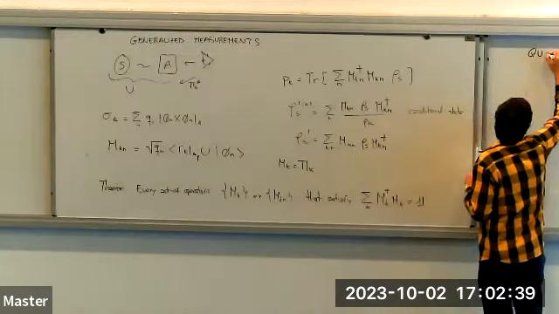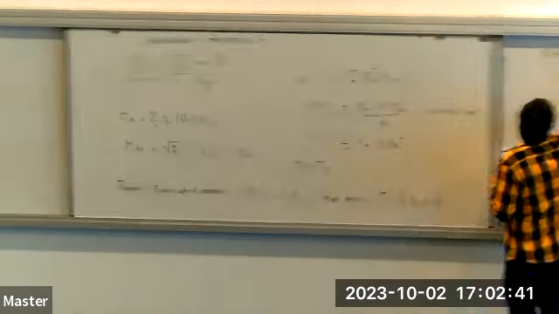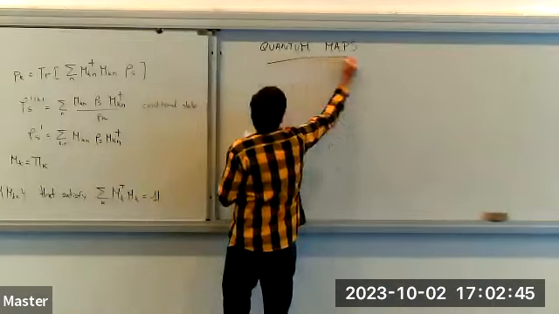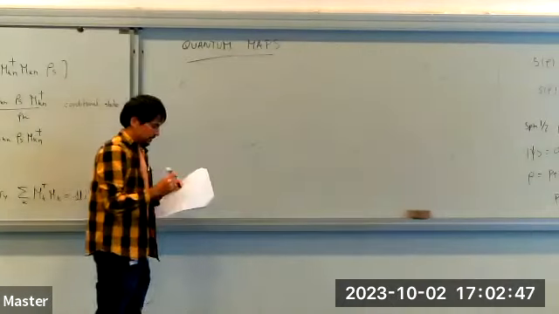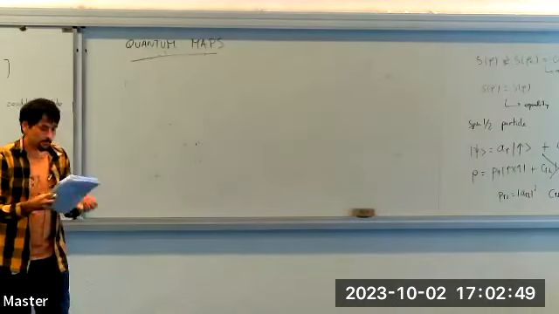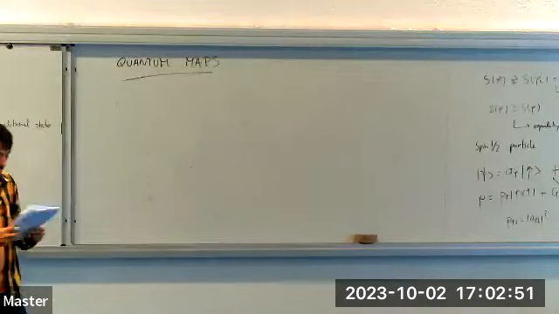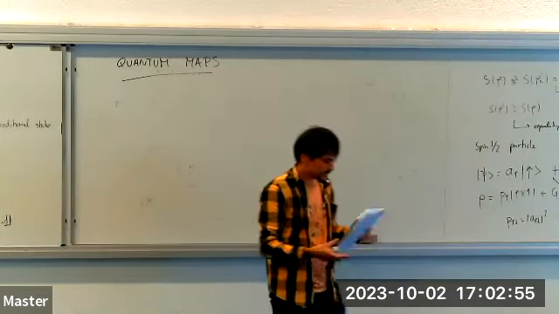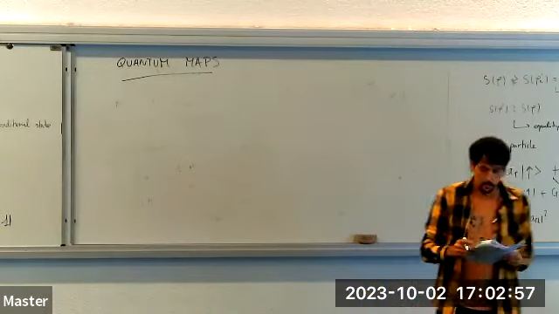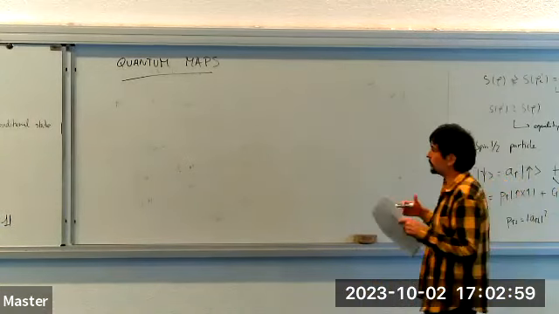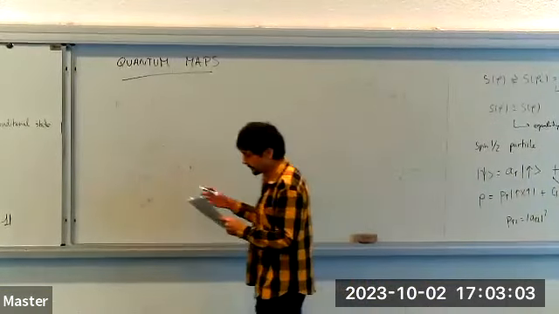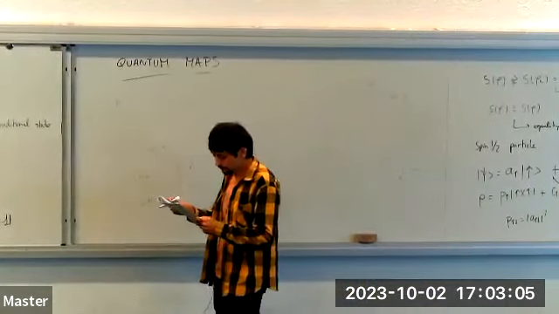Okay, so let's go for quantum maps. In order to introduce the quantum maps, I would like to compare to the case of classical systems. In classical systems, we want to describe noisy processes, and in order to do that, what we allow is to introduce some stochasticity in the process that the system follows.